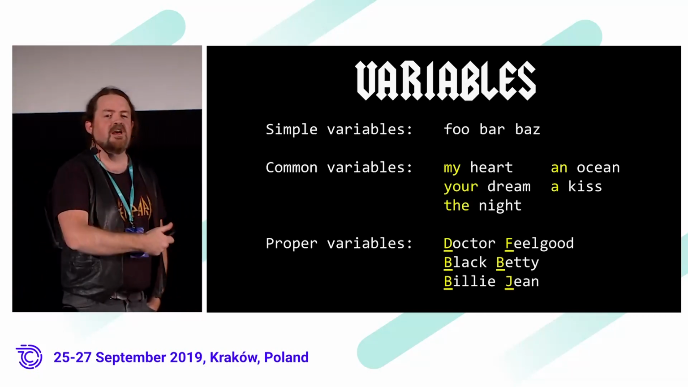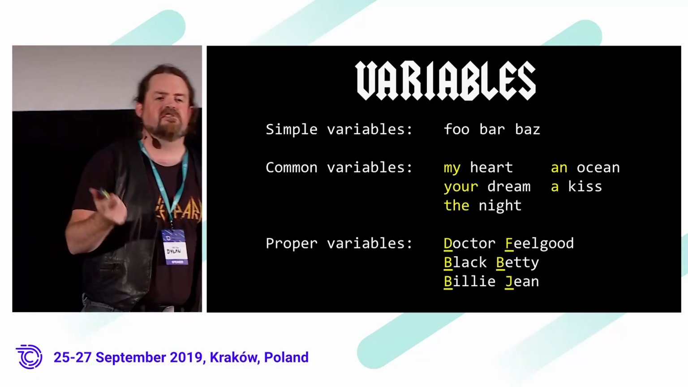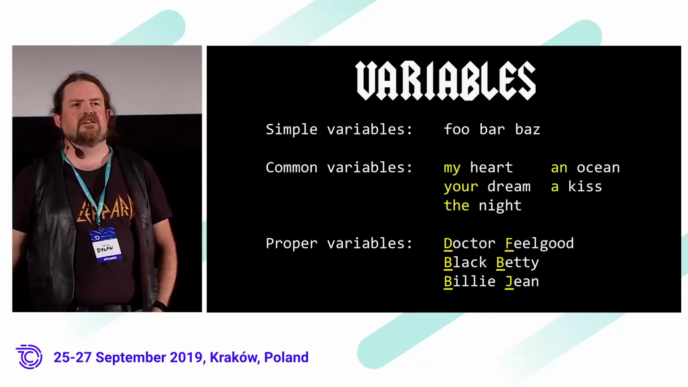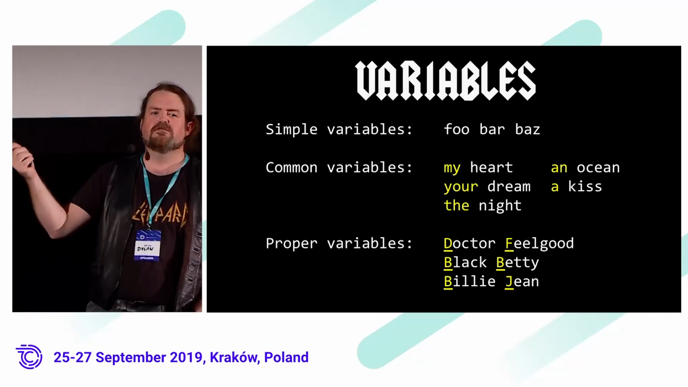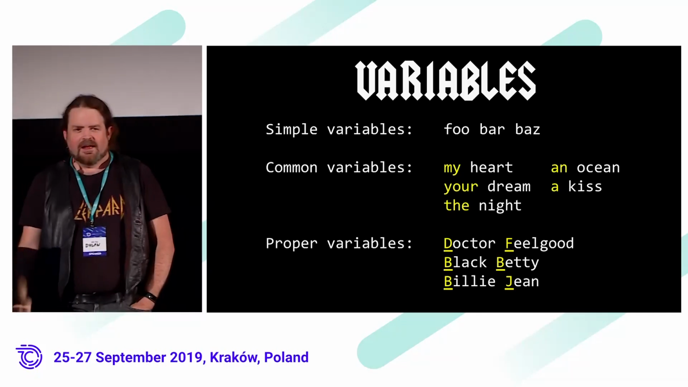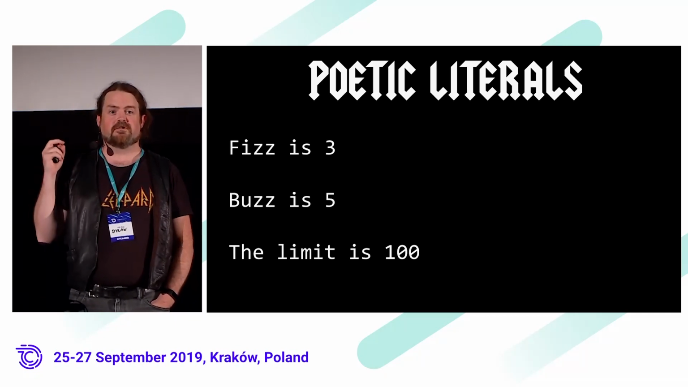Simple variables. Common variables are my, and, your, a, the. So you can have my heart, an ocean, your dream, a kiss, the night. And proper variables, anything starting with capital letters, that's fine. Dr. Feelgood, yeah, valid variable. Black Betty, Billie Jean. Now, to write computer programs, you often need to load numbers into variables.